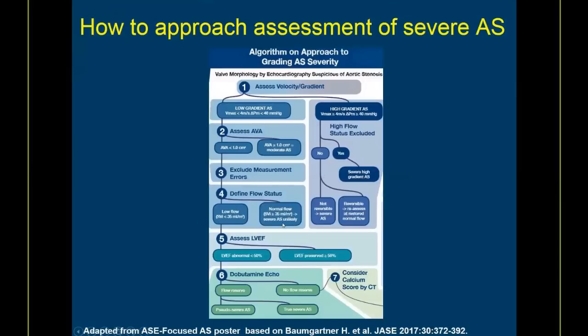What we mean by flow status at that point is basically you calculate the LVOT stroke volume, because that will be your decision tree. That's what we mean by low flow. Low flow is a stroke volume index of less than 35 mL per meter squared. Normal flow is a stroke volume index greater than or equal to 35 mL per meter squared.